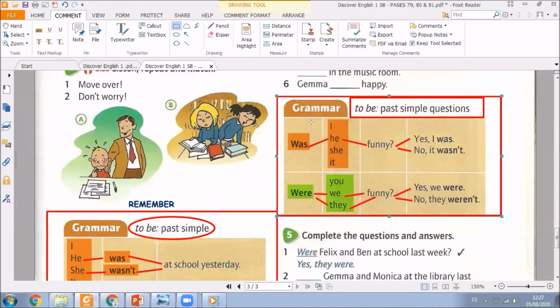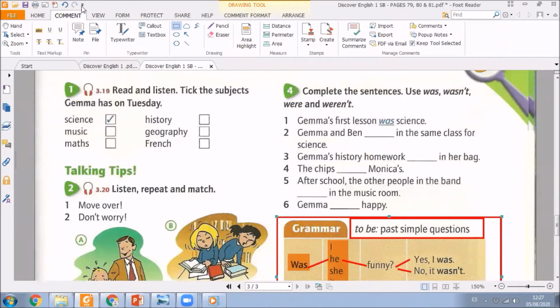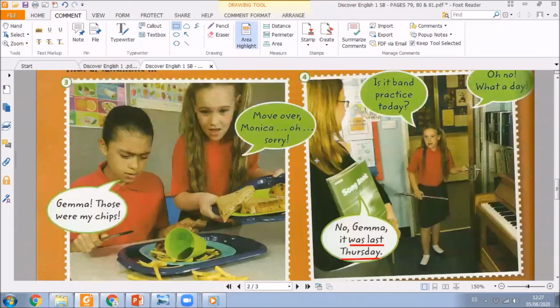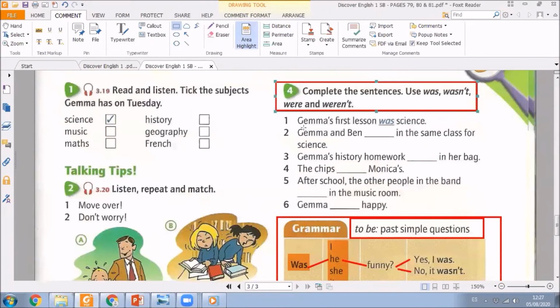Now that we already seen these important boxes, we are ready to start doing exercise number 4. Let's read it. Complete the sentences, use was, wasn't, were, and weren't. But we have to look at the story to complete this exercise. Which story? The story that we read before, okay? So let's read number 1. Gemma's first lesson was science, all right? We're talking about the lesson, so we use was, okay? Because it's singular.